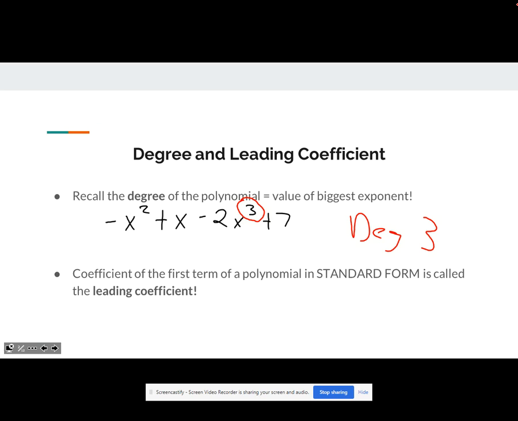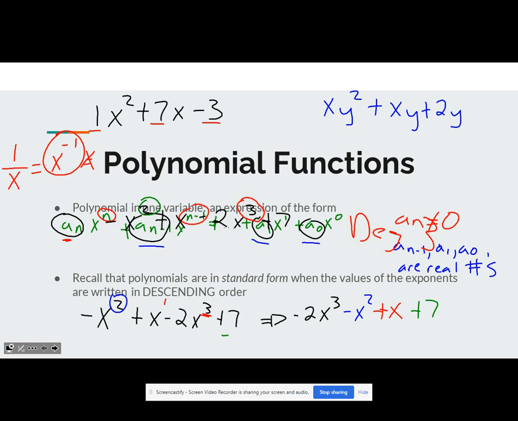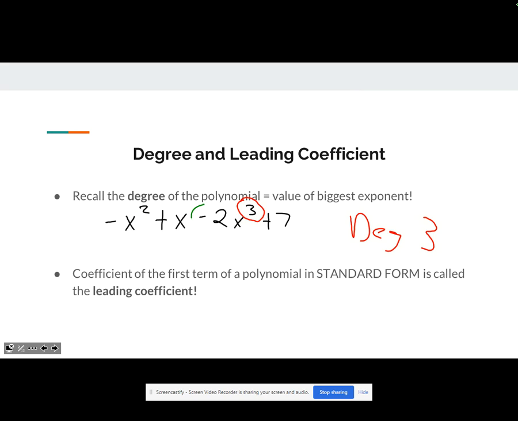And then the coefficient of the first term of a polynomial in standard form is called the leading coefficient. So last time, on the previous slide, we put this polynomial into standard form. There we go, over here. And the -2 was our leading coefficient. So -2, since it's the coefficient of the first term in standard form, that's going to be the leading coefficient. So leading coefficient, LC, is -2.